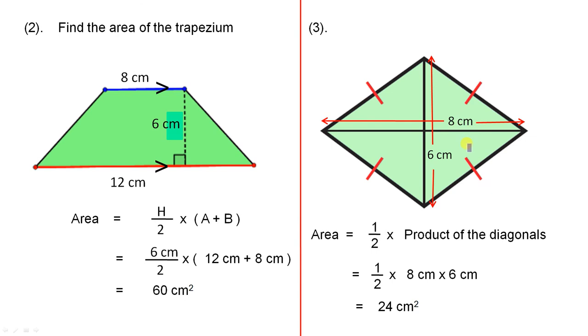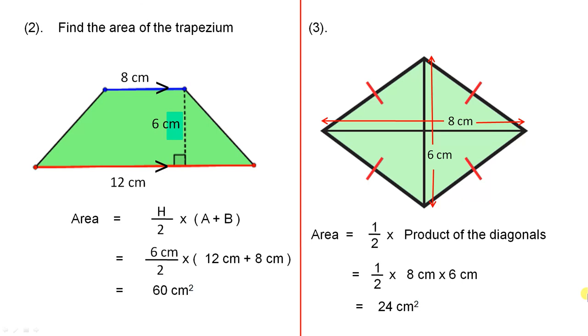Here is the rhombus. Now for the rhombus, we've been given the long diagonal and the short diagonal. And as we saw earlier in the lesson, the area is half the product of the diagonals. Remember, product means multiplication. So it's half times 8 centimetres times 6 centimetres. 8 sixes are 48, half of that's 24, so it's 24 square centimetres.